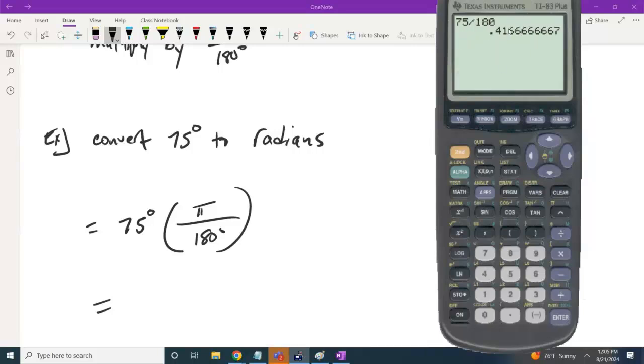So in order to do that, once you have your decimal, I can hit math. The first option says it'll take what it's given and attempt to convert it to a fraction. So I'm going to hit that frac key. I'm going to hit it again and I have 5/12. So from this point, I can just reattach pi. So 75 degrees should equal 5 pi over 12.